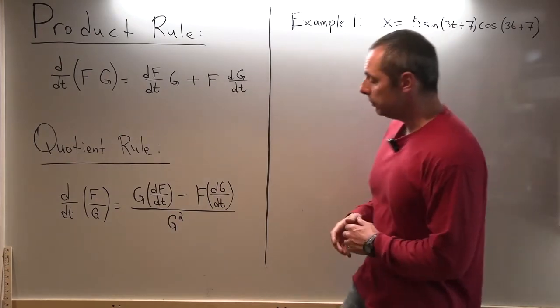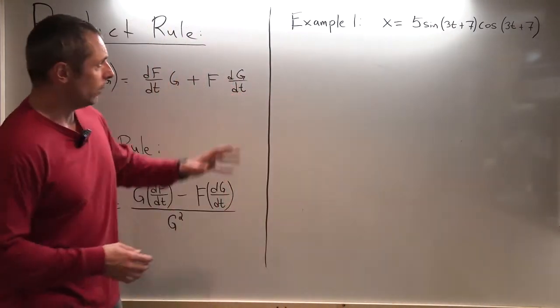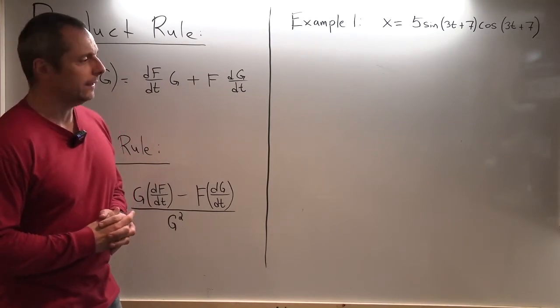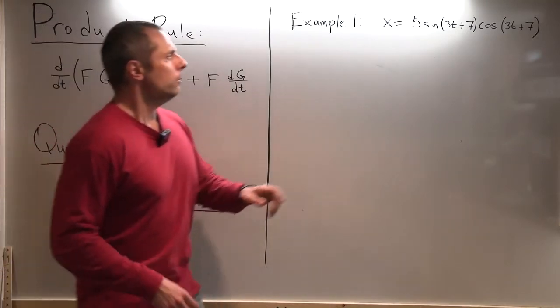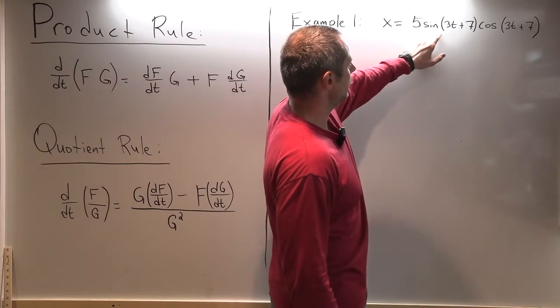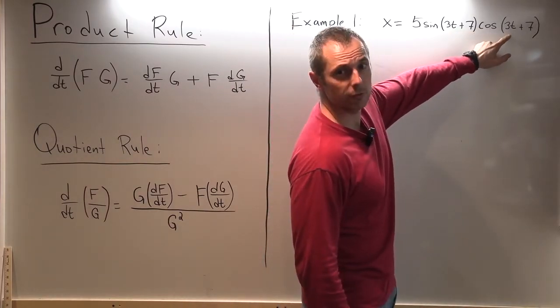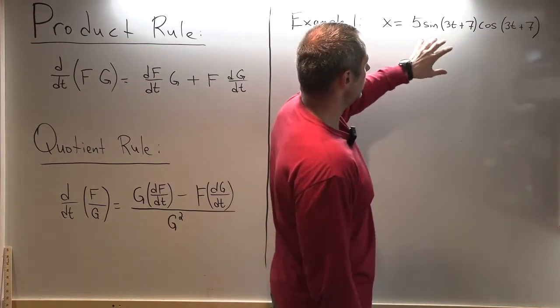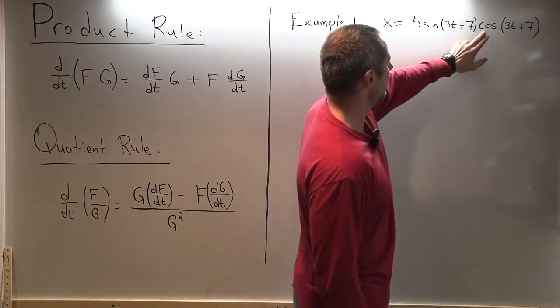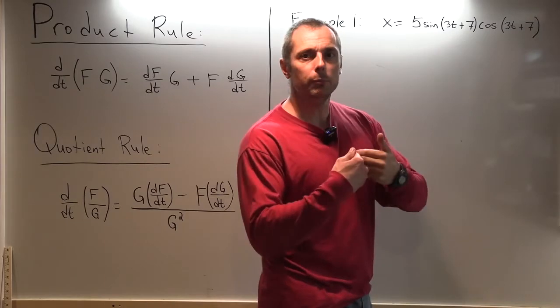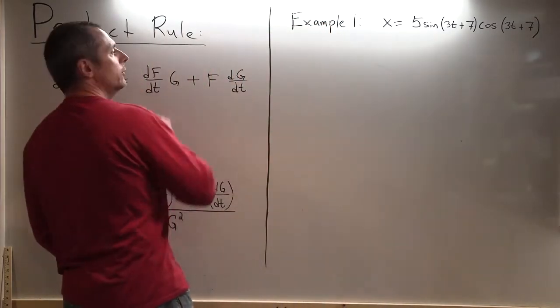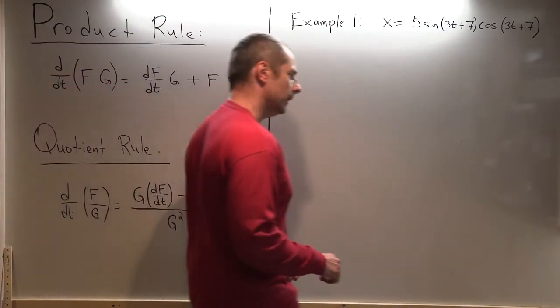Okay, the first example that I'm going to do out is right here. I'm going to do 2 examples today. Here's the first one. We've got 5 sine of 3t plus 7 times cosine of 3t plus 7. So 2 functions, sine and cosine, multiplied together. So we're going to use the product rule. So let us begin.